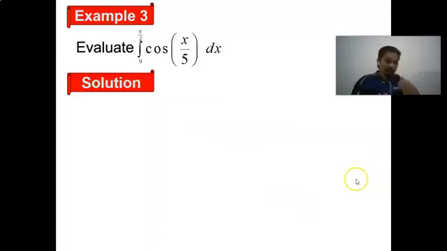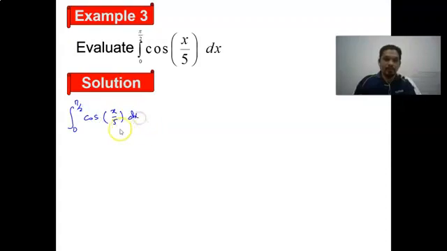Evaluate this one here, the integral from 0 until pi over 2 of cos x over 5 dx. Integral of cos, differentiate cos, negative sign. Integral of cos, they give you sine x over 5.